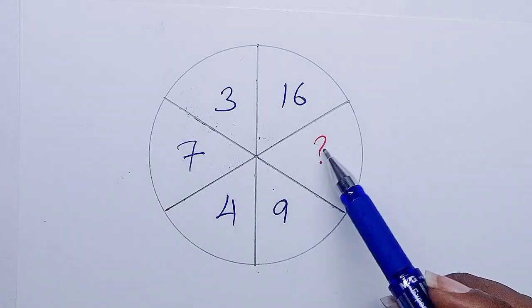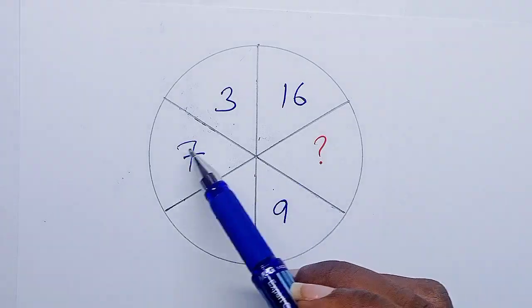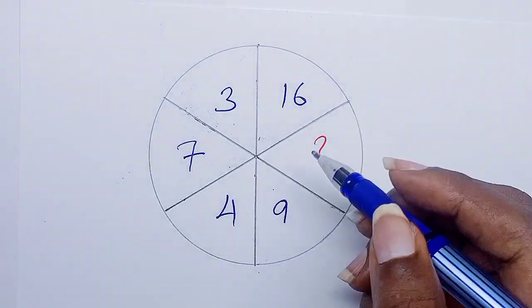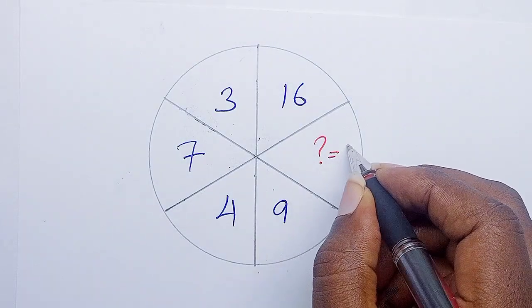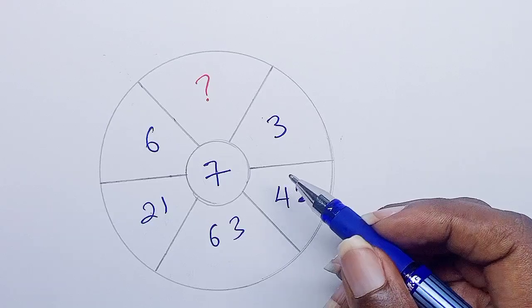So that means the value that comes here is the square of the opposite segment, which has 7. So 7 squared is 49. And therefore, this answer here is 49. Let's look at another one.